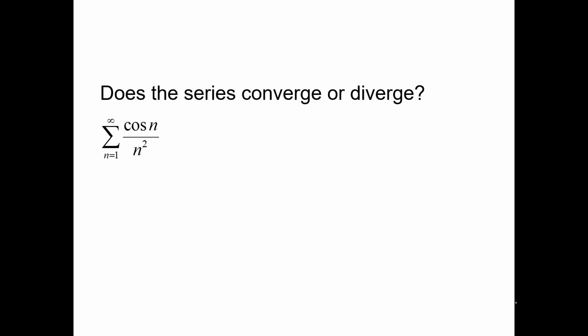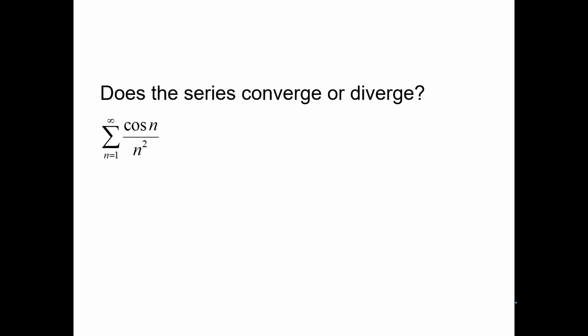And the cosine function bobs up and down between -1 and 1. So this looks like it should converge, because 1 over n squared is a p series with p being 2, so it converges. The problem is that we can't use a comparison test, because the comparison test was only supposed to be used with positive terms. And this has both positive and negative terms.